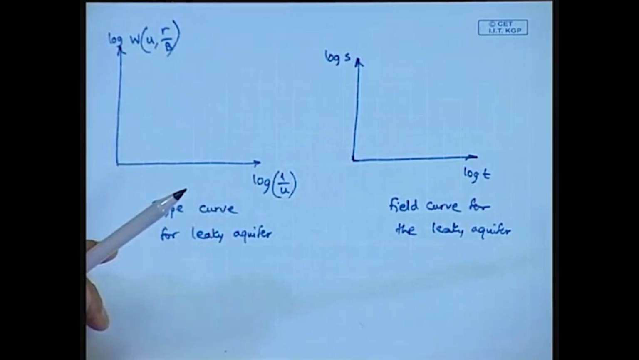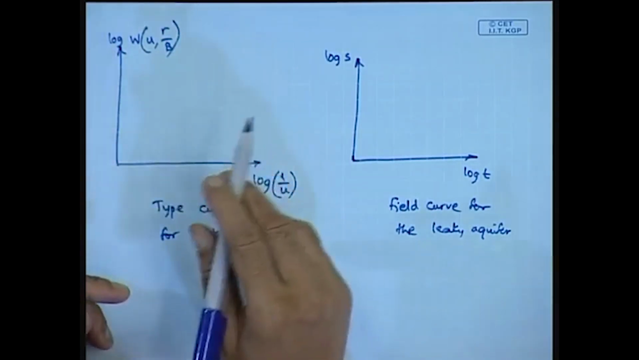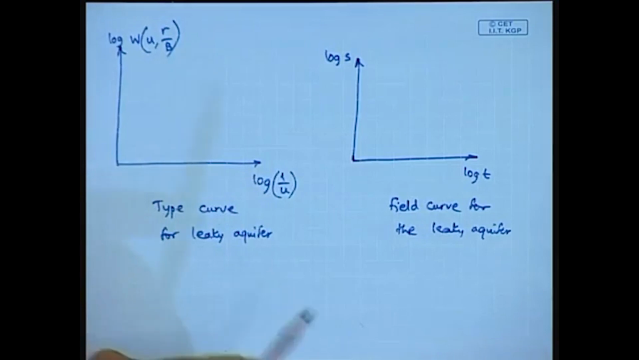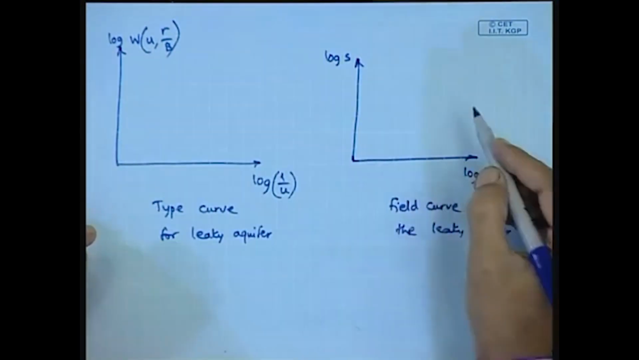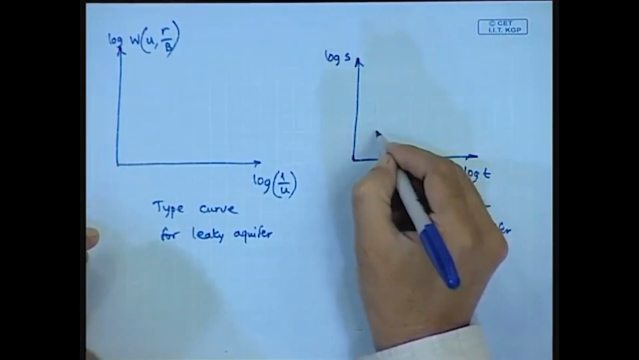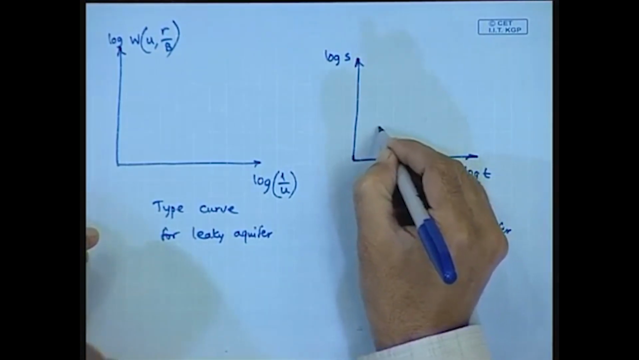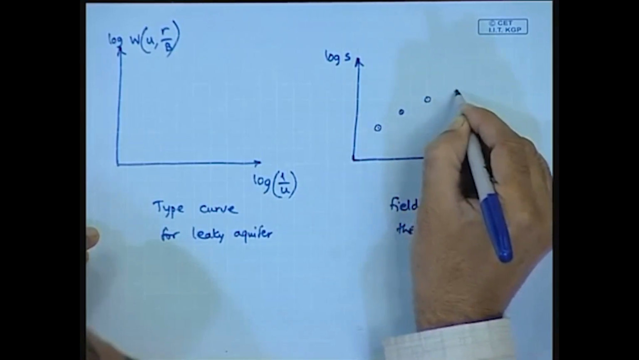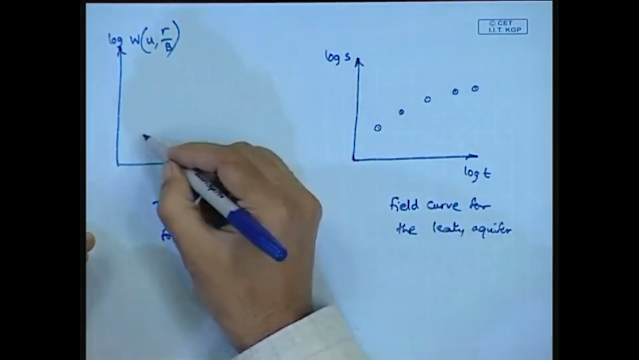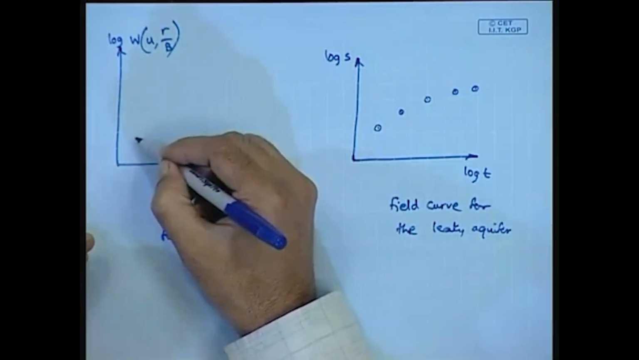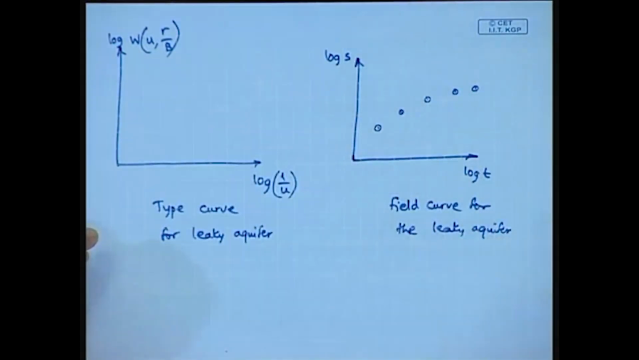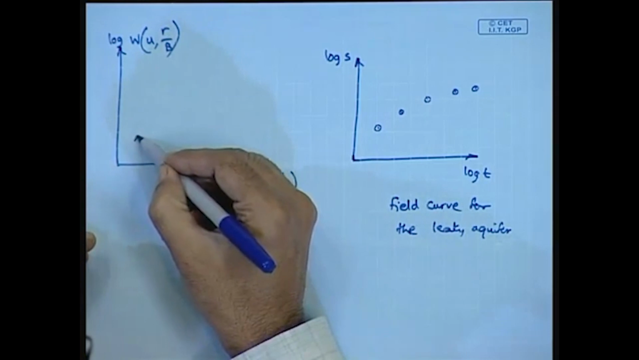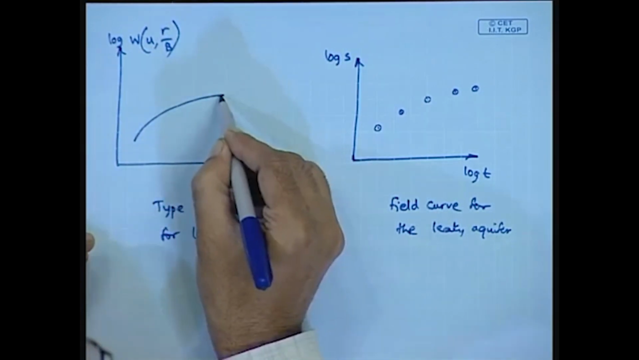And here, in the field curve there will be different points depending upon the data. And this is the leaky aquifer well function, which we already discussed in the previous lecture. So this will be something like this.